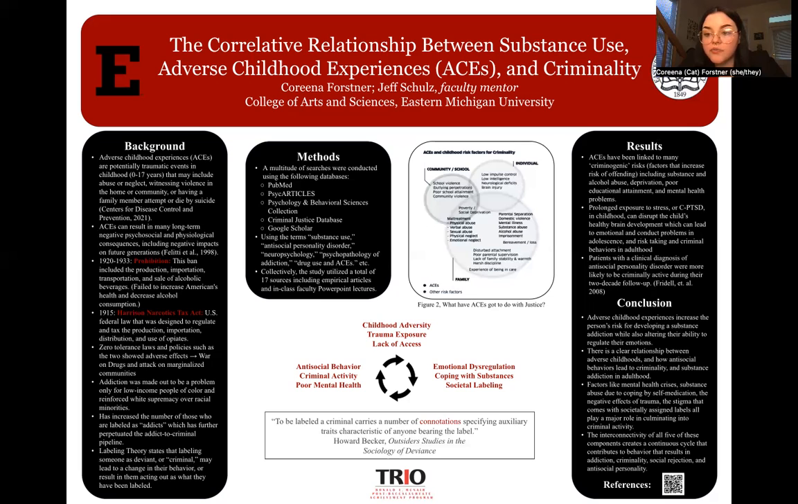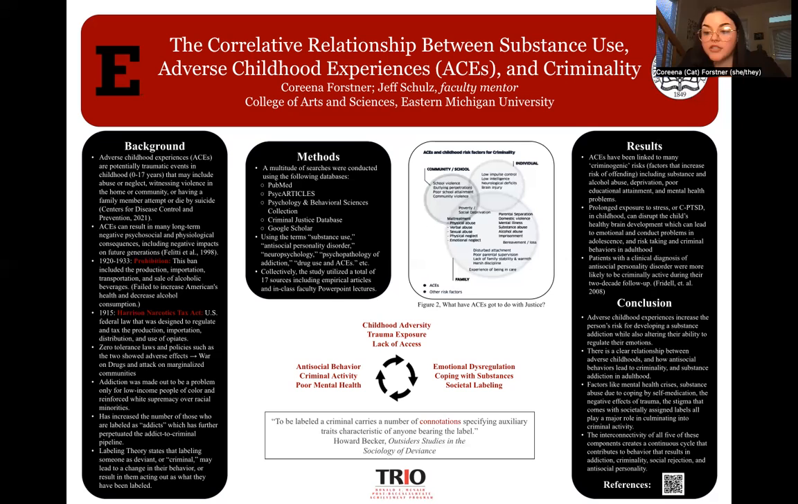In an article titled "What Have ACEs Got to Do with Justice?" it is stated that ACEs have been linked to many criminogenic risks, which are factors that increase the likelihood of offending. These included substance use and alcohol abuse, deprivation, poor educational attainment, and mental health problems. They also state that prolonged exposure to stress or complex PTSD in childhood can disrupt the child's healthy brain development, which can lead to emotional and conduct problems in adolescence, such as risk-taking and criminal behaviors in adulthood.